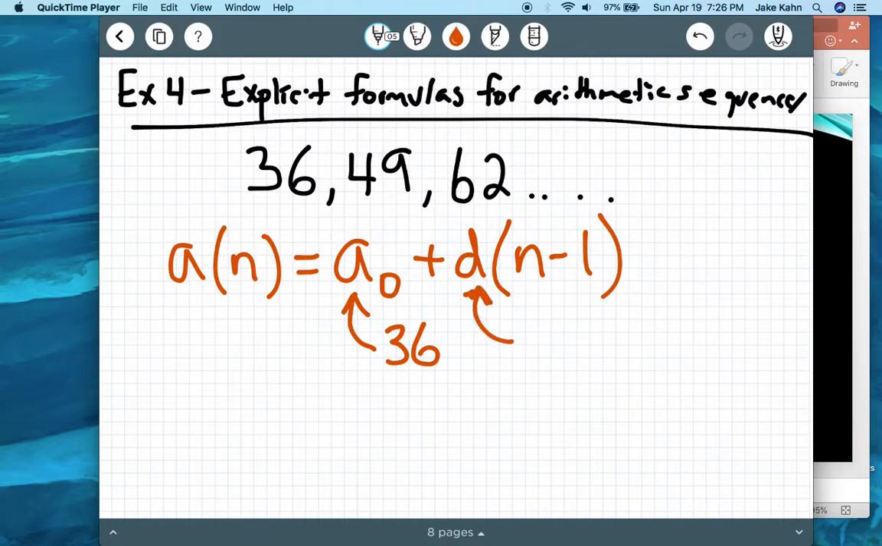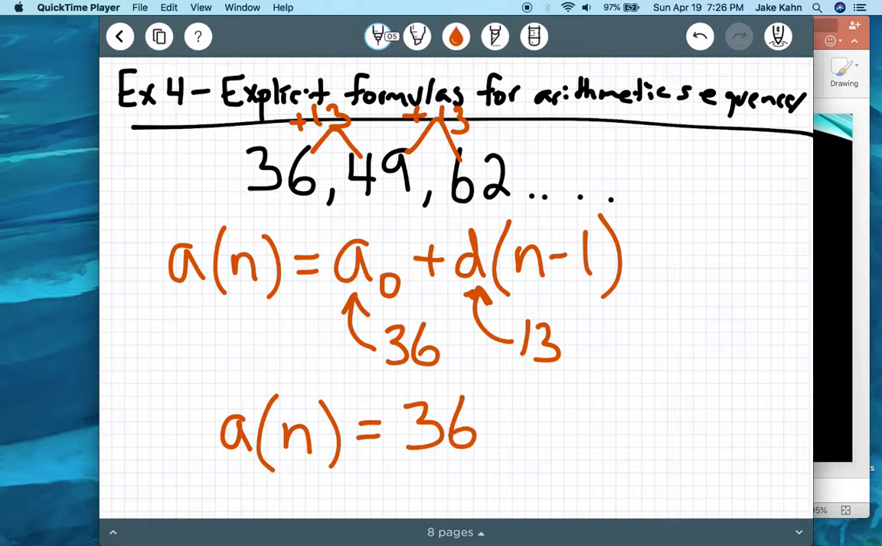For this example, d is equal to the difference between 2 adjacent values. So 49 minus 36, or 62 minus 49, in both cases we will get 13, positive 13. So that means that d is equal to 13. In your equation, your explicit formula for this arithmetic sequence is a of n is equal to 36 plus 13 times n minus 1.